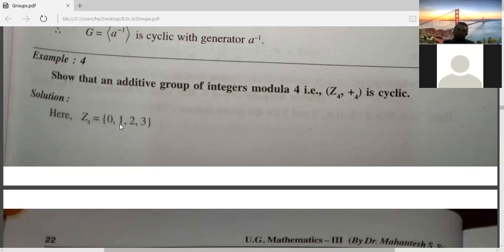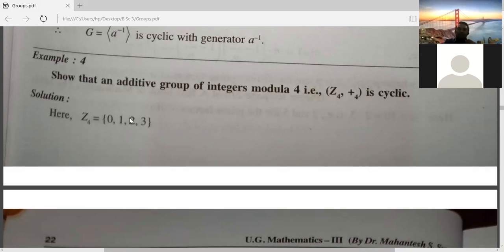Now similarly if you take 2, if you take 2 plus 2 plus, you have to go on continuing, of course you will get here 0. 2 plus 2, if you repeat 2 times you will get 0, but 2 plus 2 plus 2 if you add, you don't get 1 here. By repeated application of 2 you don't get 1. Similarly it is not possible to get 3 also. That's why 2 is not a generator.